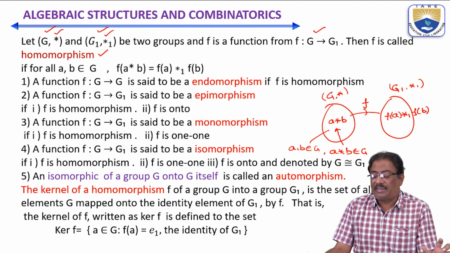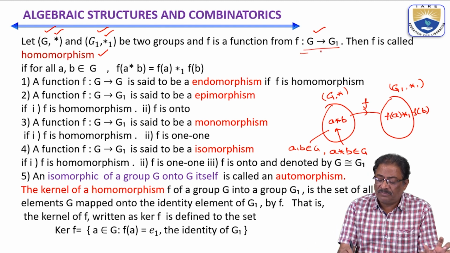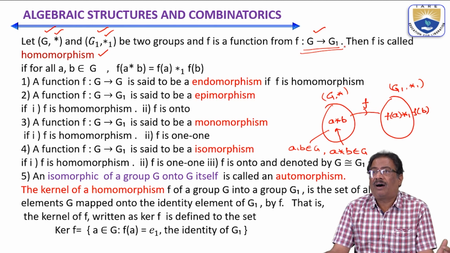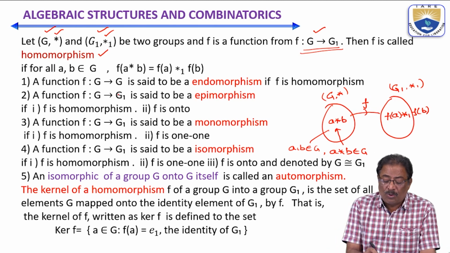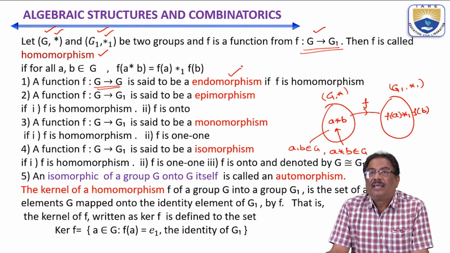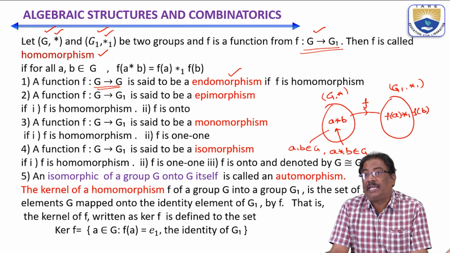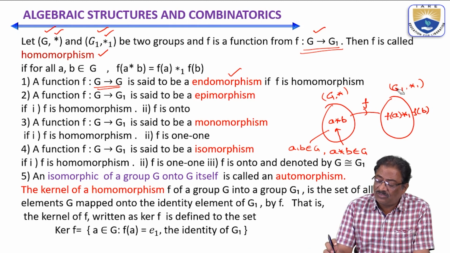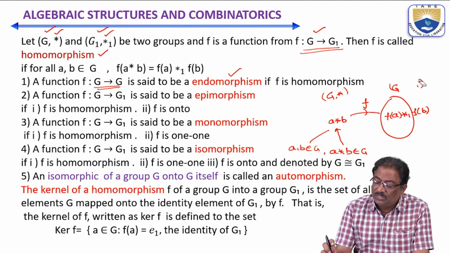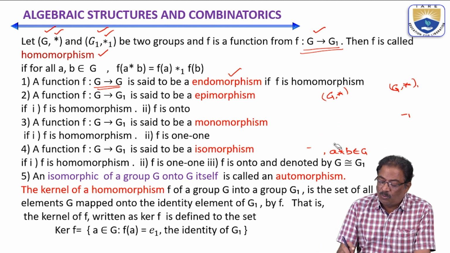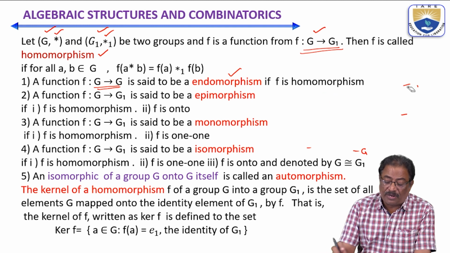Whenever the mapping is defined from the same set, G to G itself or G1 to G1 itself, then that homomorphism is known as an endomorphism. A function F from G to G is said to be an endomorphism if it is a homomorphism. That means it maps only G to G only. Such a homomorphism we take as an endomorphism.